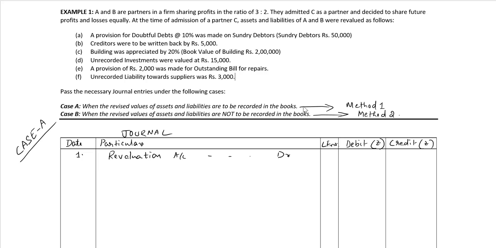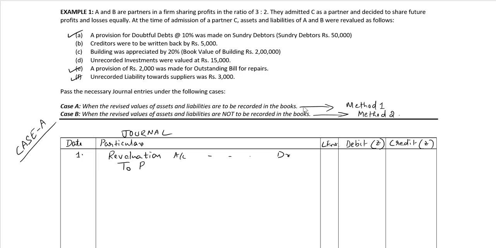Revaluation account needs to be debited whenever there is a decrease in the value of assets, increase in the value of liabilities, or when we have to bring an unrecorded liability into existence. So let's check out those cases. A results in decrease in sundry debtors. E. We need to make a provision of rupees 2,000 for outstanding bill for repairs. And F. Unrecorded liability towards suppliers was rupees 3,000.